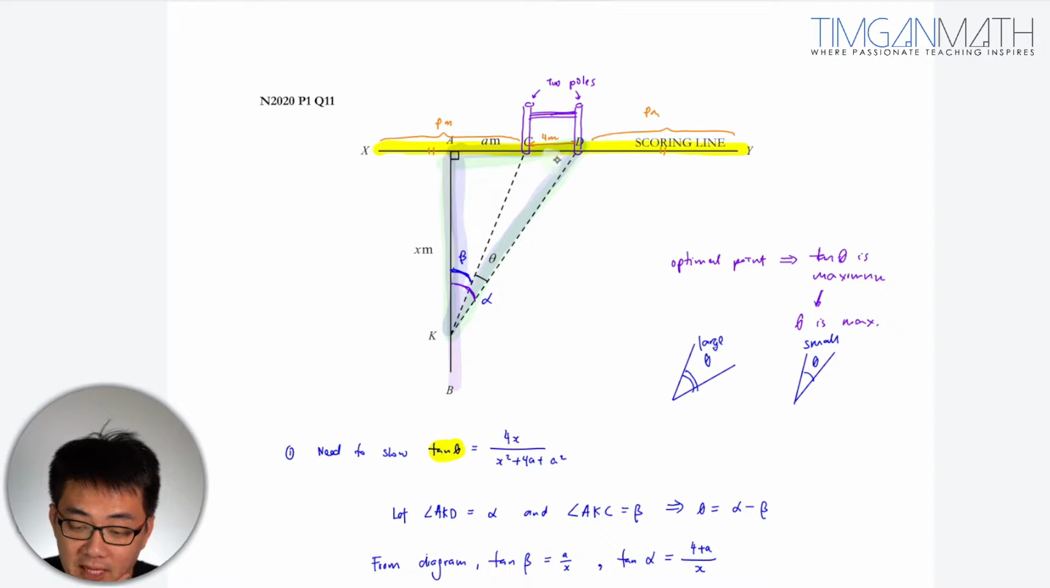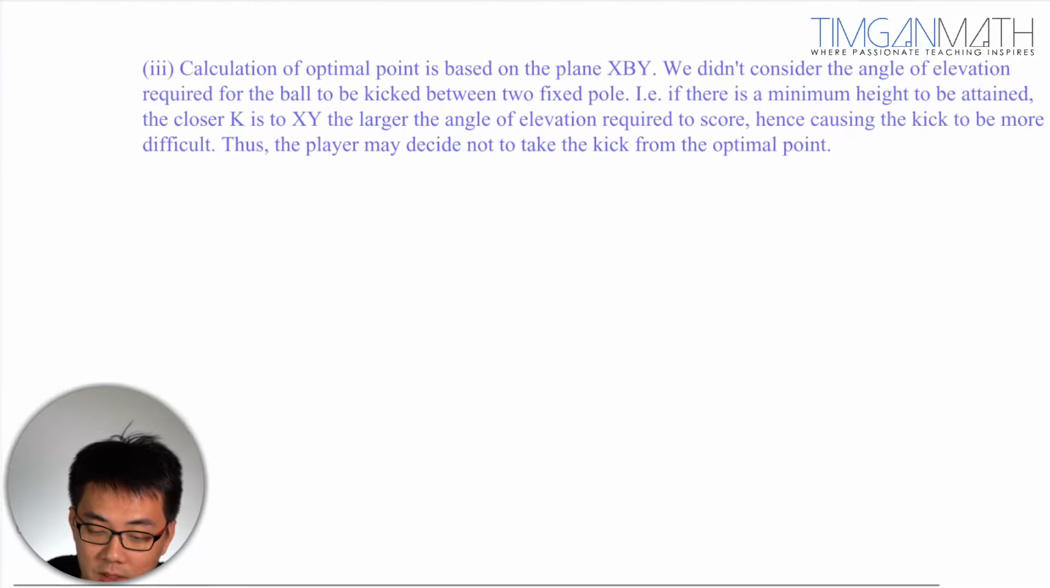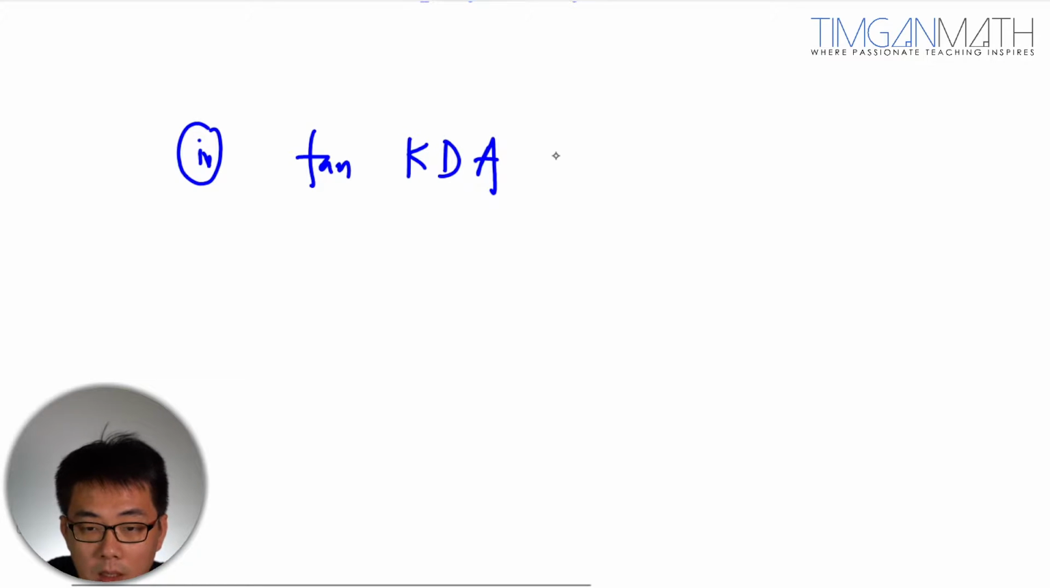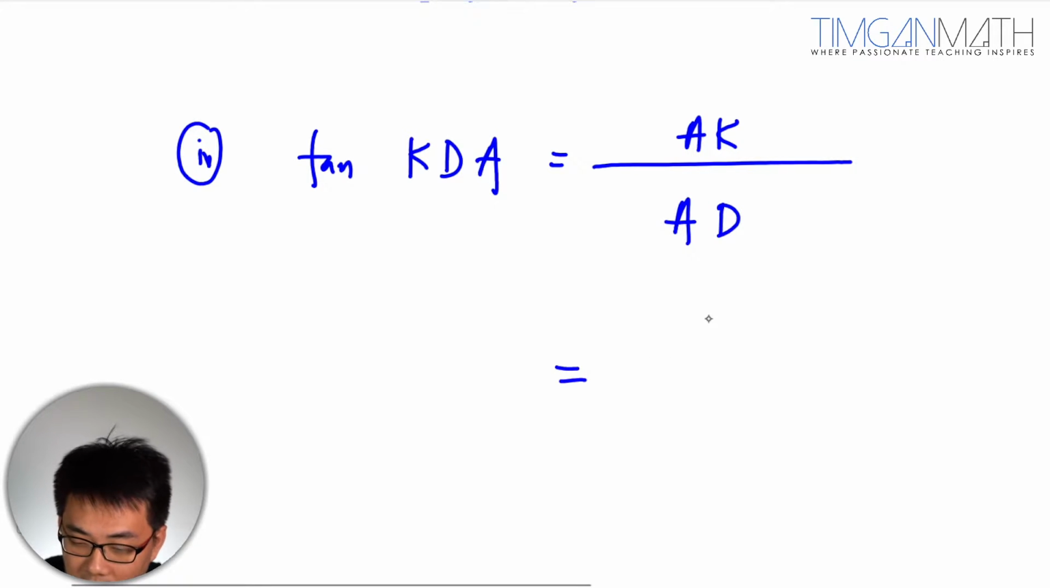So KDA is this angle here. So we need its opposite, which is x, and the adjacent, which is 4 plus a, right? So we're going to write this down. Okay, so this is part 4. Tangent KDA is equal to opposite, which is x, over AK over AD, which is actually x over a plus 4.